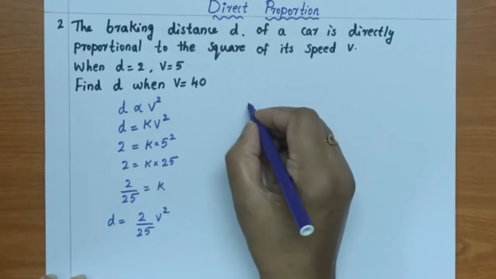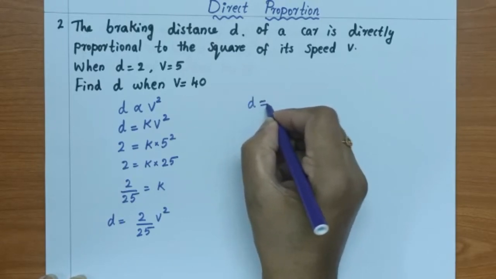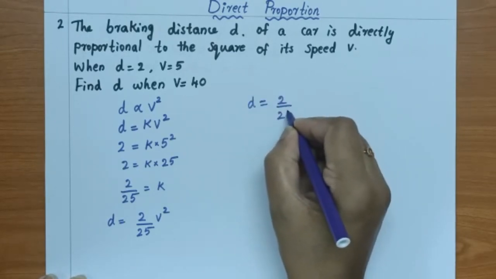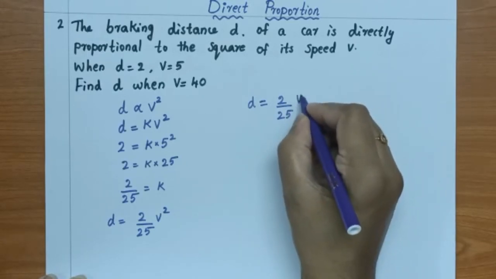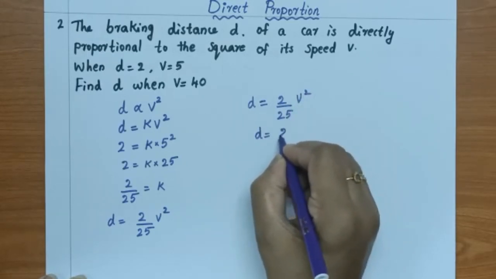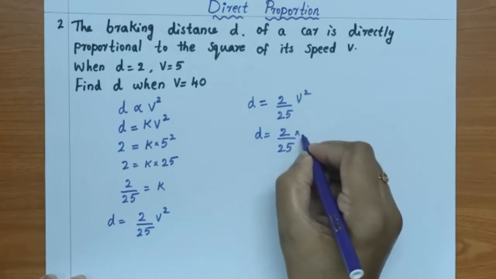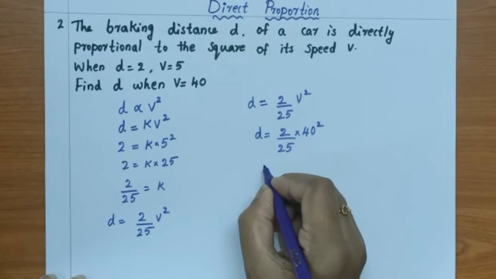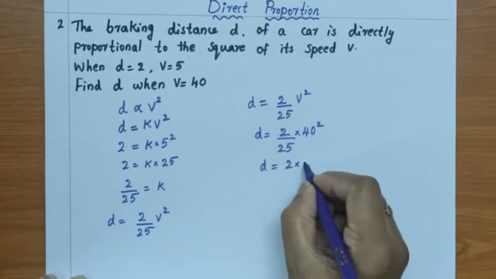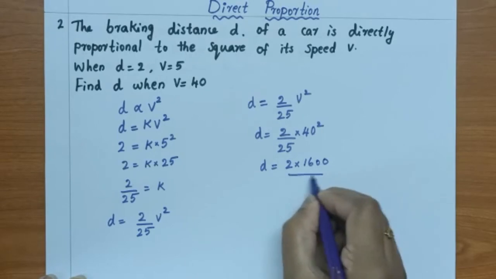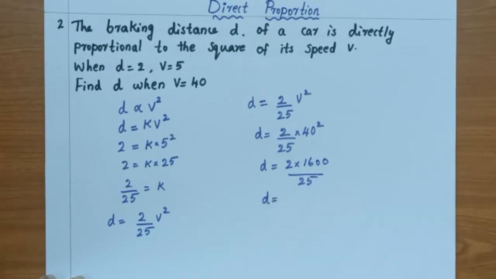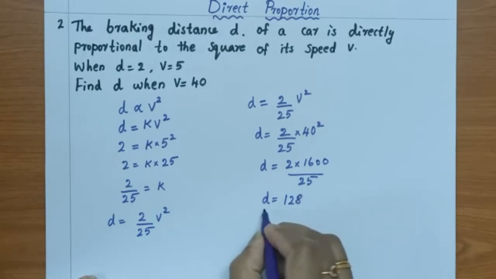We can find the value of d when v equal to 40. So we can rewrite the equation once again using the value of k. d equal to 2 by 25 into v is 40, so 40 square. So when we are doing d equal to 2 into 1600 divided by 25, we will get the answer d equal to 128.